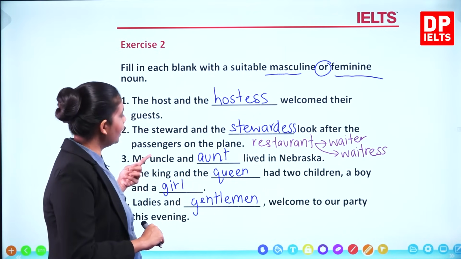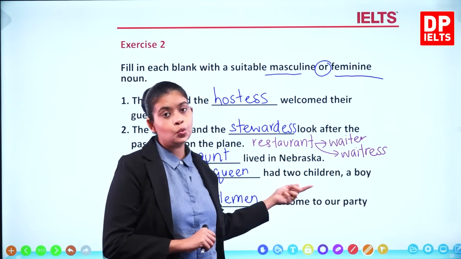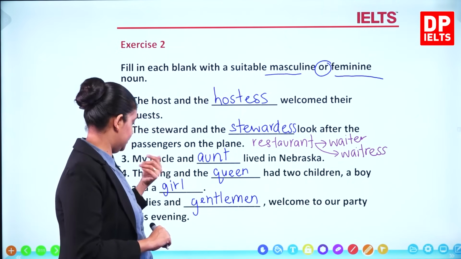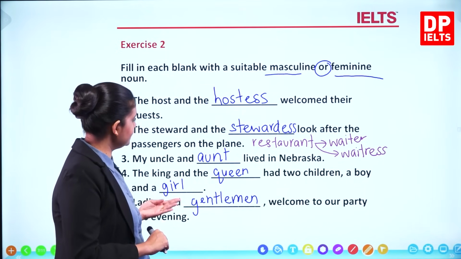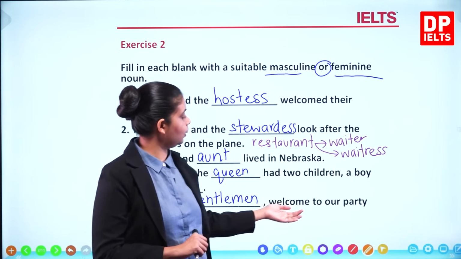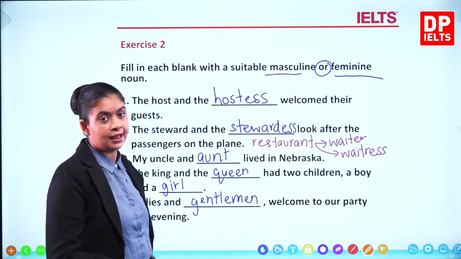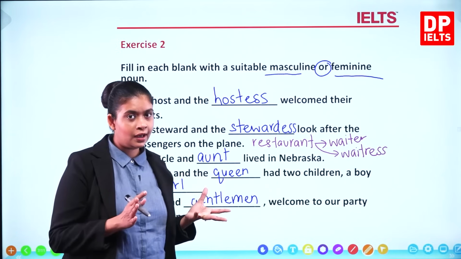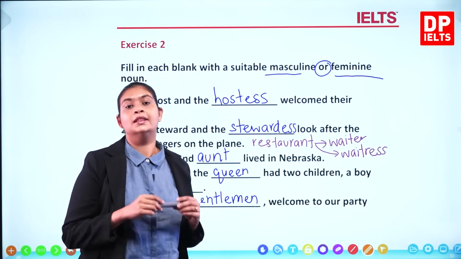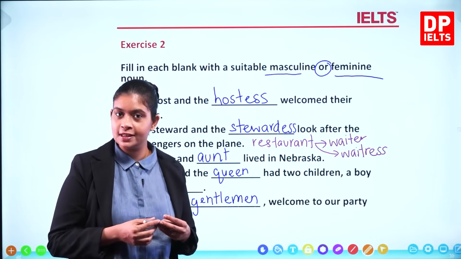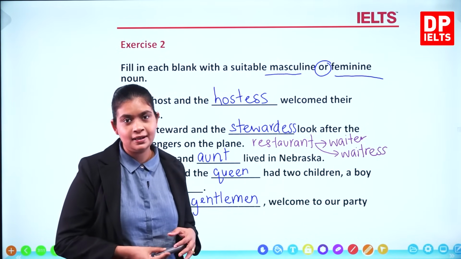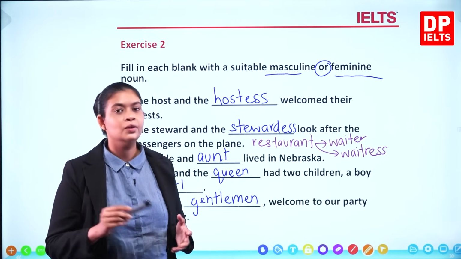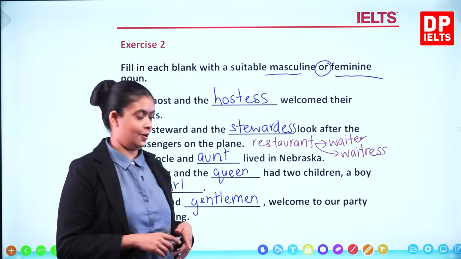The king and the queen had 2 children, a boy and a girl. Ladies and gentlemen, welcome to our party this evening. Right? So we had a look at collective nouns, then we had a look at masculine as well as feminine nouns, and also we had a look at what was a neuter noun.